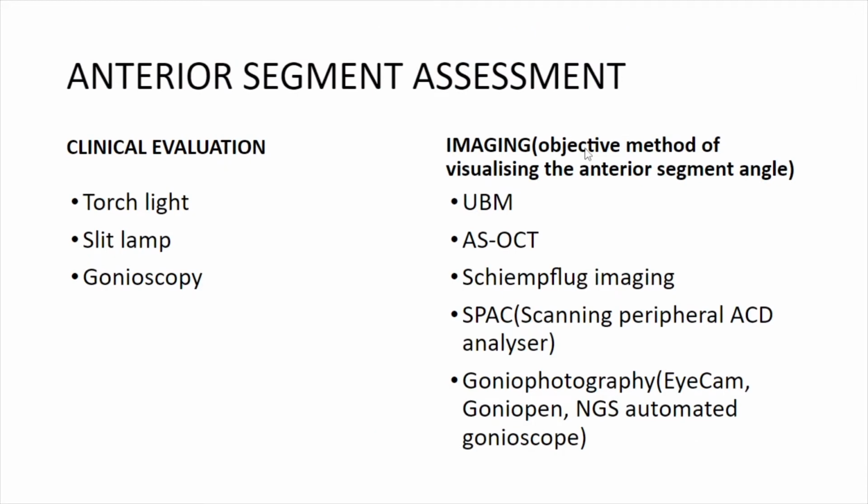So anterior segment assessment can be done by clinical evaluation or by imaging. Imaging is an objective method of visualizing the anterior segment angle. The clinical evaluation can be done by torchlight, slit lamp, or gonioscopy. For imaging, we have the UBM, anterior segment OCT, Scheimpflug imaging, the scanning peripheral anterior chamber depth analyzer, and recent advances include goniophotography, which include the iCam, Goniopen, and the NGS automated gonioscope.